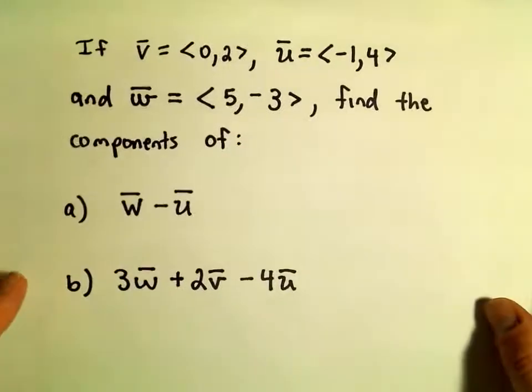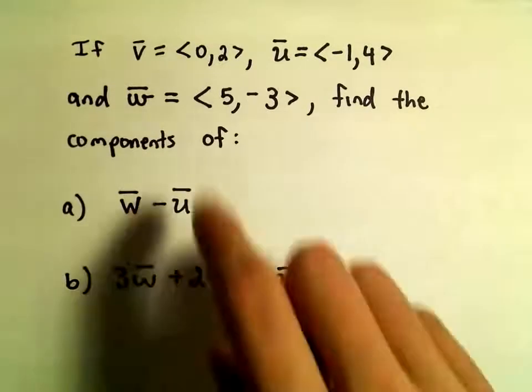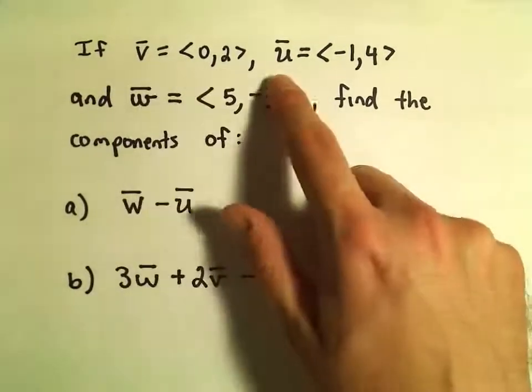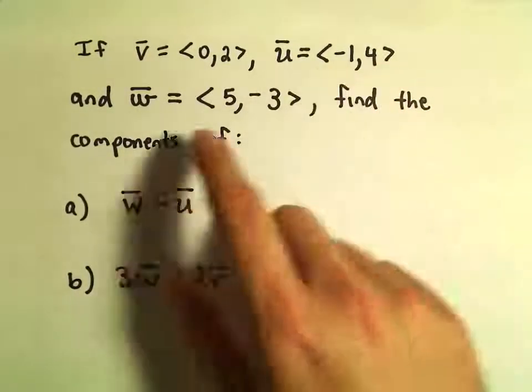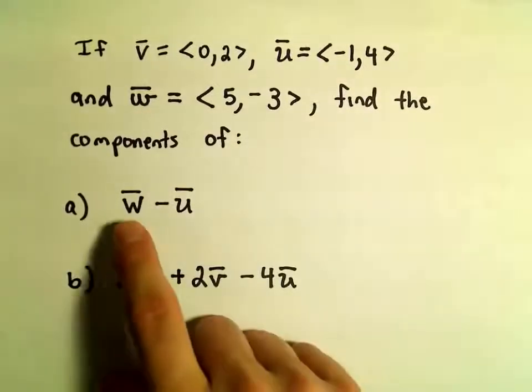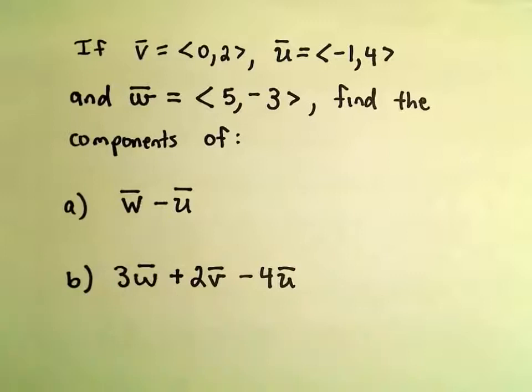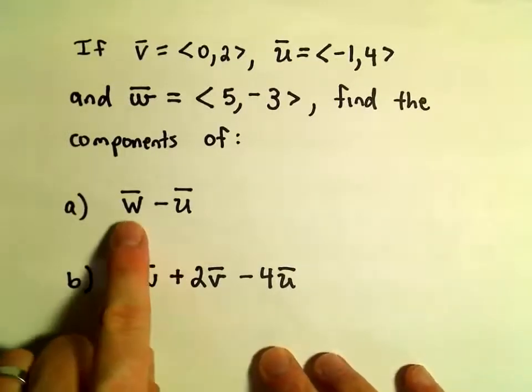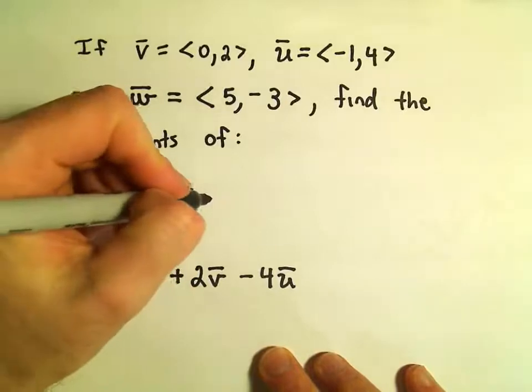Let's look at a couple examples here. So here we've got three vectors. V has components 0, 2, U has components -1, 4, W has components 5, -3, and we want to find the components of a couple different vectors. So let's do part A here first. We'll do vector W minus vector U.